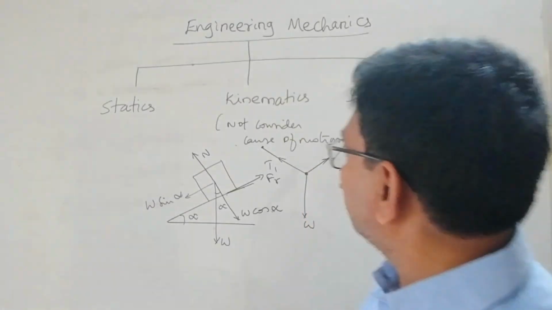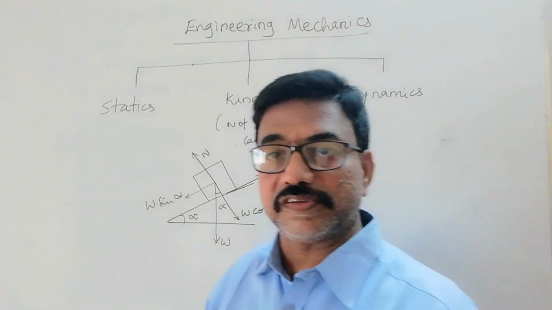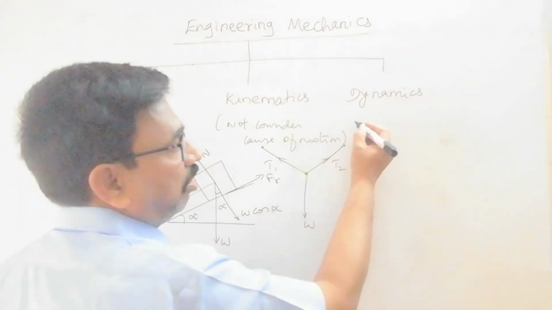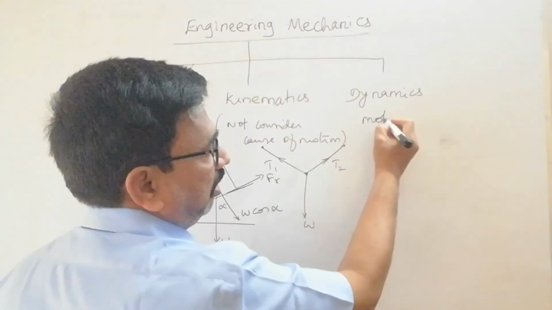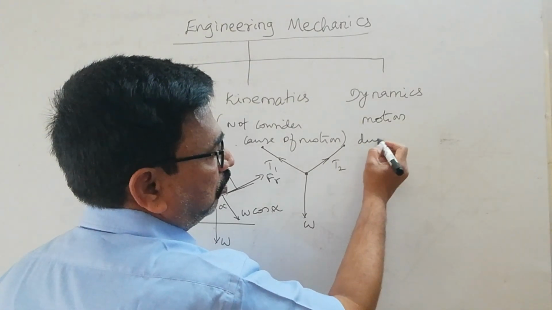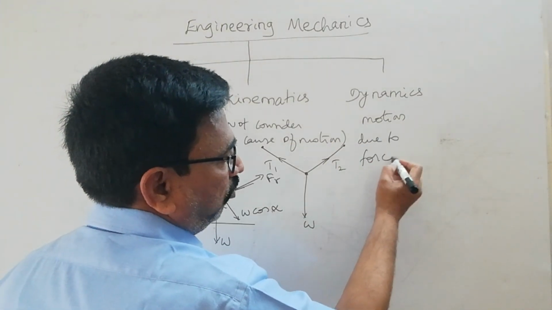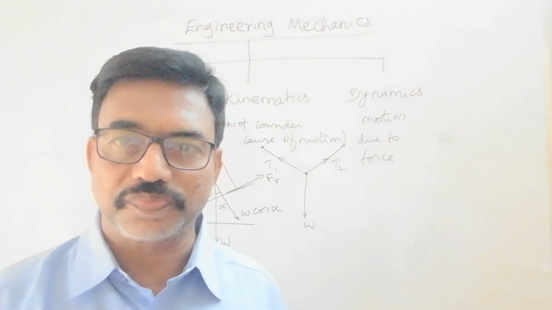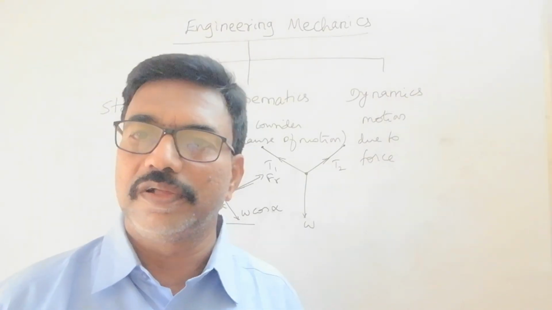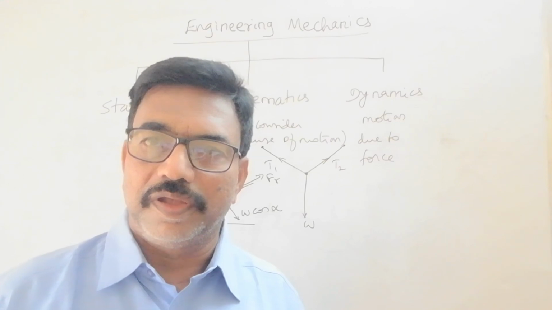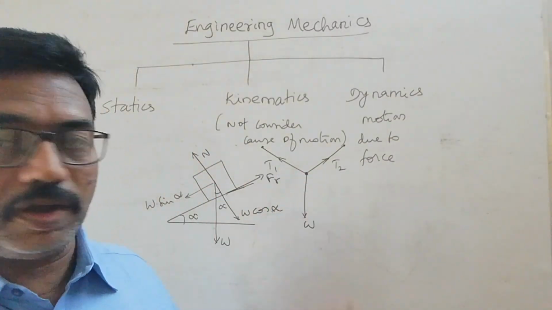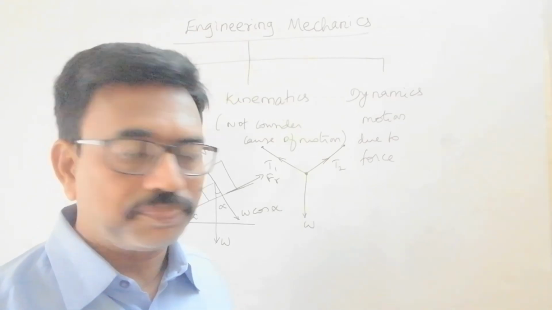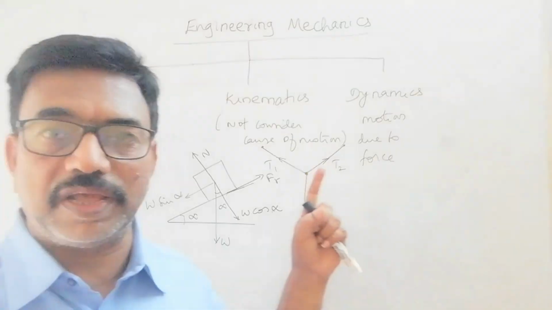Then the other branch of mechanics is dynamics, which deals with the study of objects which are in motion due to the force. Here we will consider the effect of force also. So that is how we can classify engineering mechanics into three parts or branches we may call: statics, kinematics and dynamics.